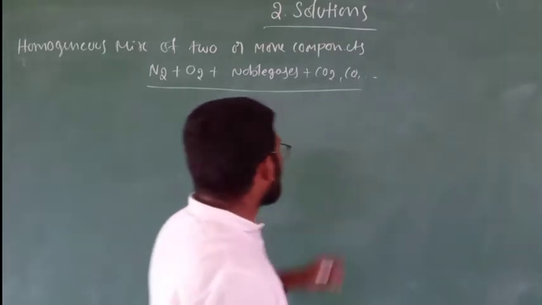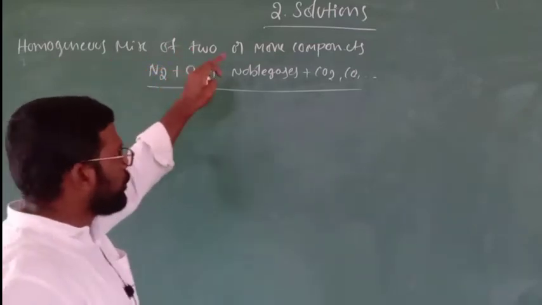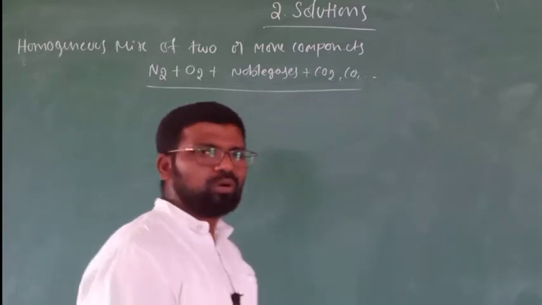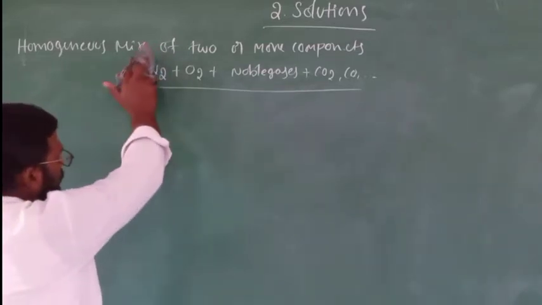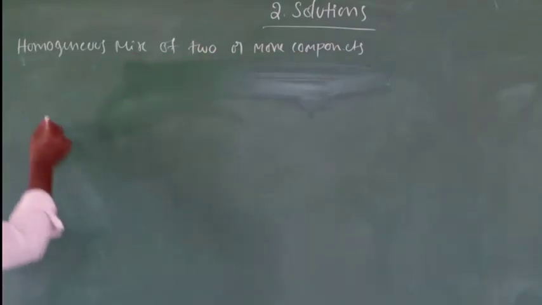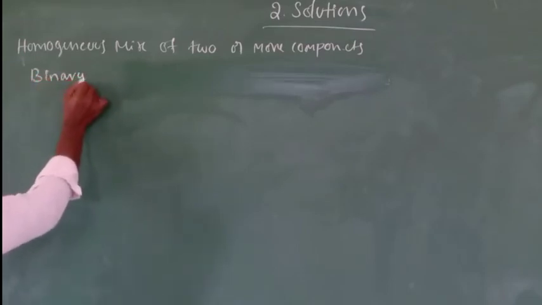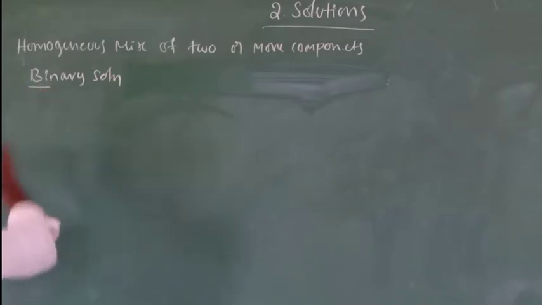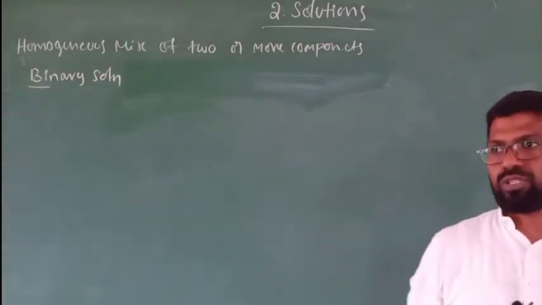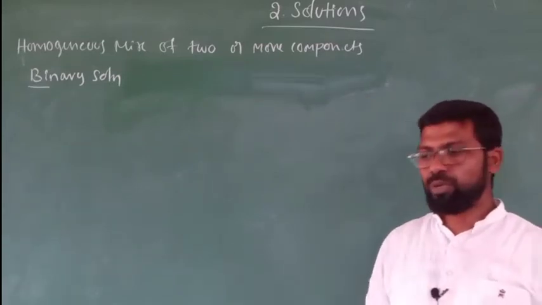Right? Now let's come to the definition once again. A solution is a homogeneous mixture of two or more components. A solution may have two components or more than two components. If a solution has only two components, that solution is called a binary solution. Bi means two. So in this chapter we are going to discuss only binary solutions, which have only two components.